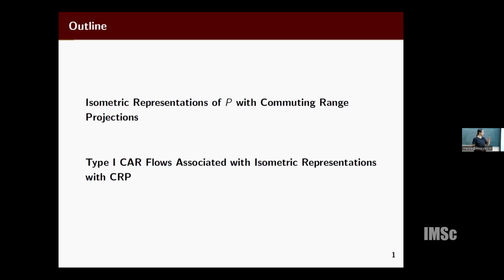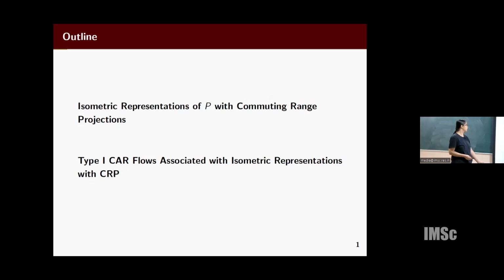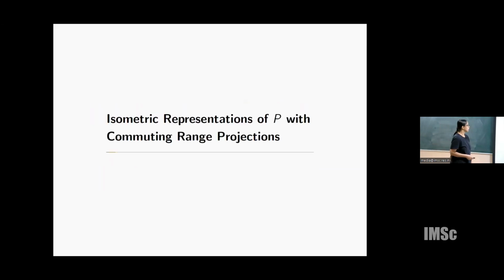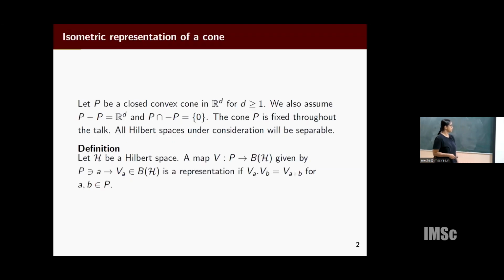But the class we are restricting ourselves to is the class of isometric representations with commuting range projections. First, we will define that and look at a few examples, because those examples are important to us in the later part. Then we will look at type 1 CAR flows associated with isometric representations with commuting range projections, and we will see if we can characterize them fully. So first we will start with the isometric representations with commuting range projections.